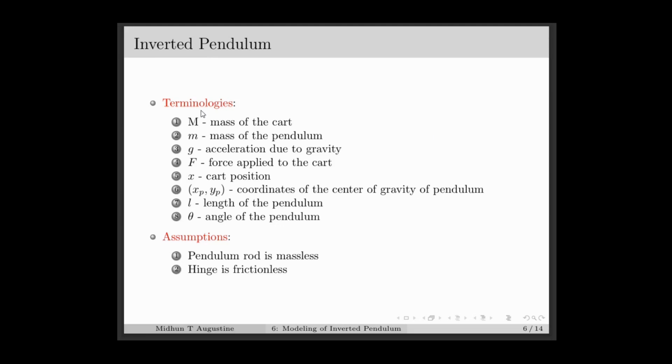Here we have summarized the terminologies associated with the inverted pendulum, where capital M stands for the mass of the cart, small m stands for the mass of the pendulum, g is the acceleration due to gravity, F stands for the force applied to the cart, x is the cart position, xp and yp are the coordinates of the center of gravity of the pendulum, L is the length of the pendulum, and theta is the angle of the pendulum. And here we will be using two assumptions: the pendulum rod is considered to be massless and the friction is considered to be negligible.